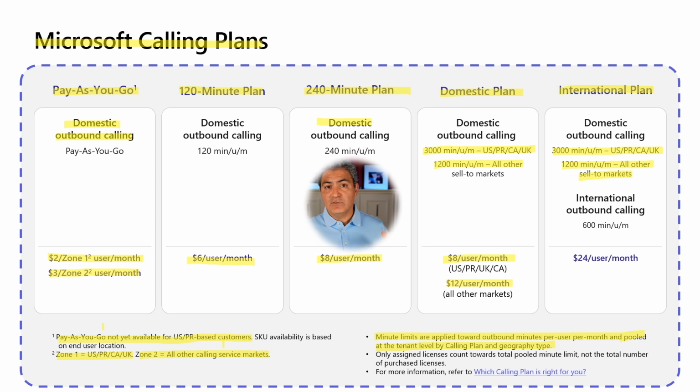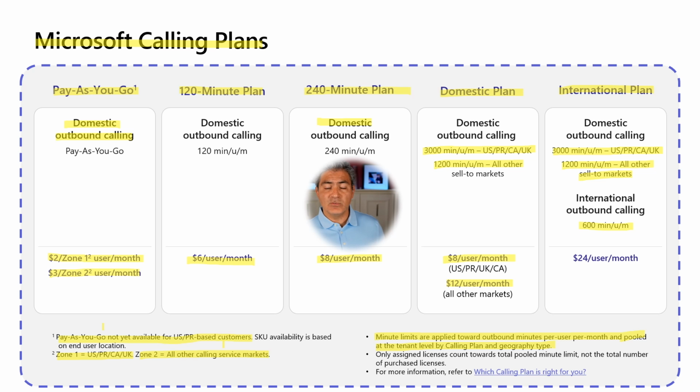And so the actual domestic outbound calling basically means that if you're calling someone in the same country as you. So if I'm in Canada, I call someone else in Canada, that's a domestic call. If I'm in Mexico, I call someone else in Mexico, that's a domestic call. But if I'm in Mexico and I call someone in Italy, that's an international call. And so on the international plan, you get 600 minutes per user per month. Again, that's pooled as well.